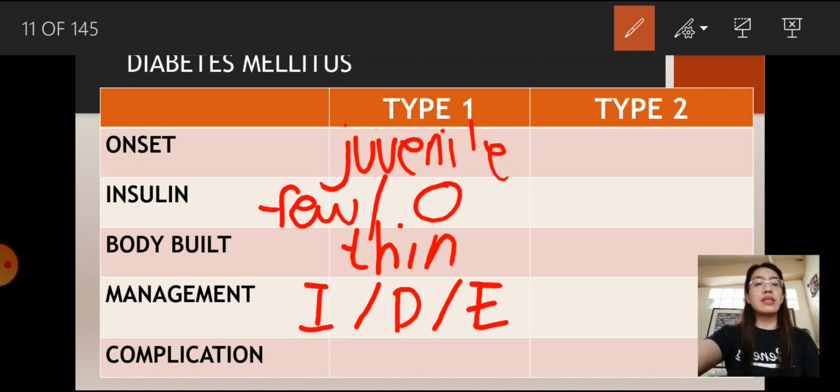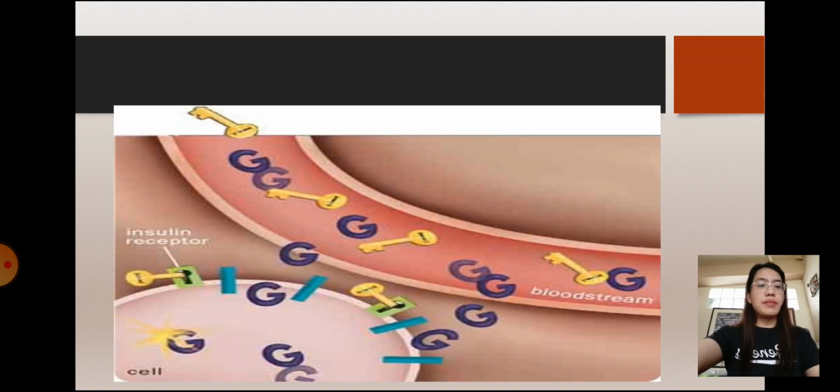For the complication, ang taong may type 1, ang mga cell niyan, you have to expect na starving. They are starving due to the lack of glucose, right? So, naalala niyo yung diagram natin dati? Okay, so ito yung ating diagram. So, this is your blood vessel. In your blood vessel, we have your glucose at meron ka ding insulin.